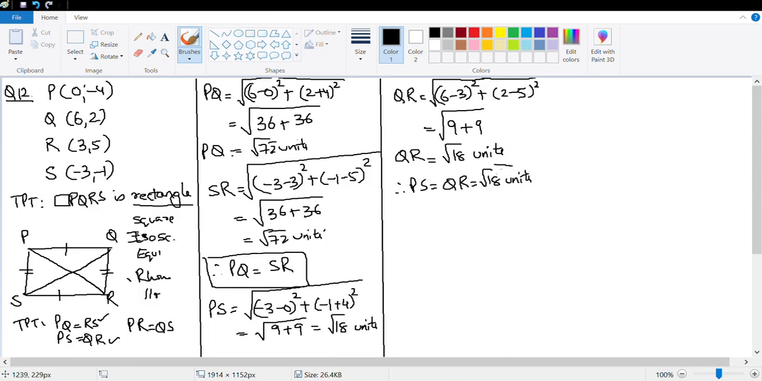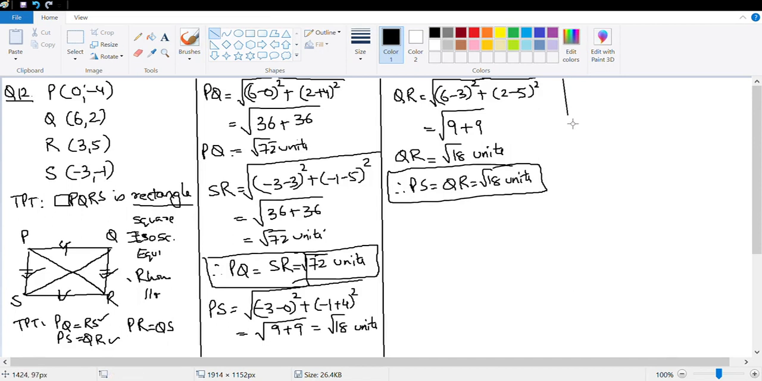So I have also proven that the second pair of opposite sides are equal, and in the first case it was equal to root 72 units. So I have proven that this side and this side, PS and QR, are equal. The only thing now remaining for me is to prove that the diagonals are equal. Now let's try and look at the diagonals.